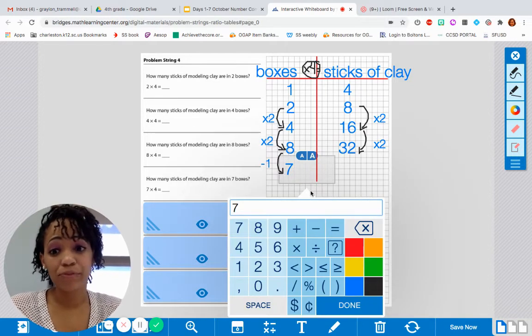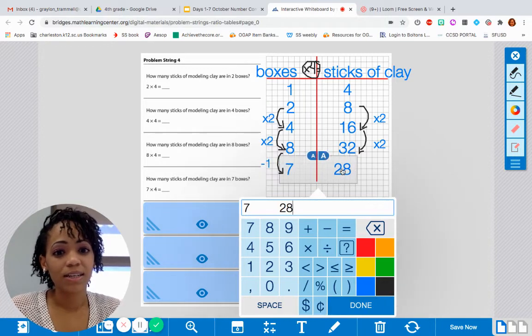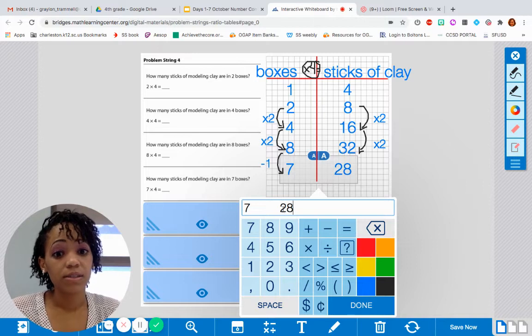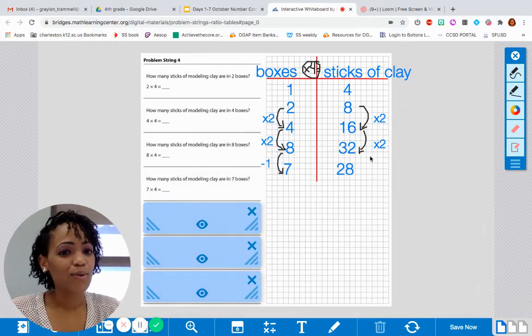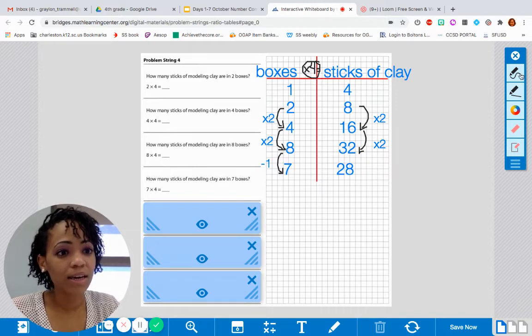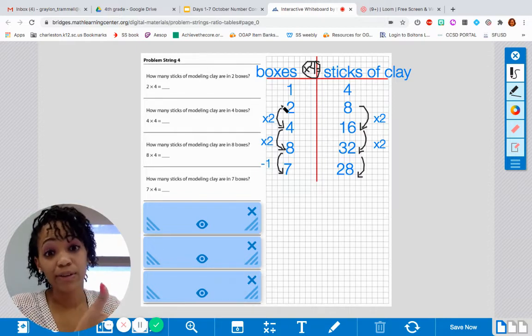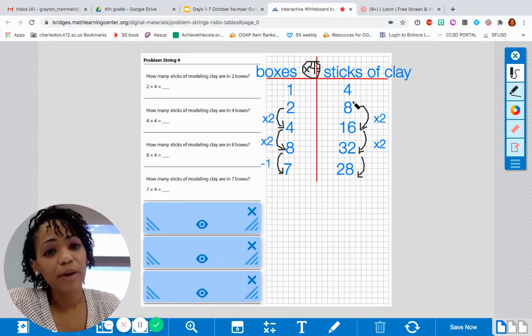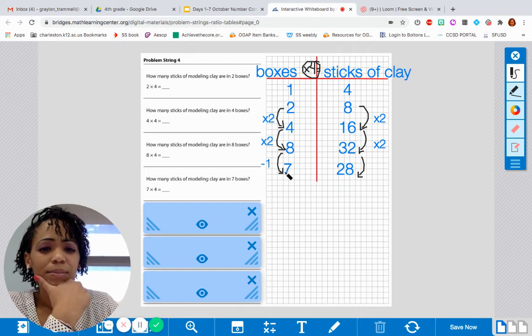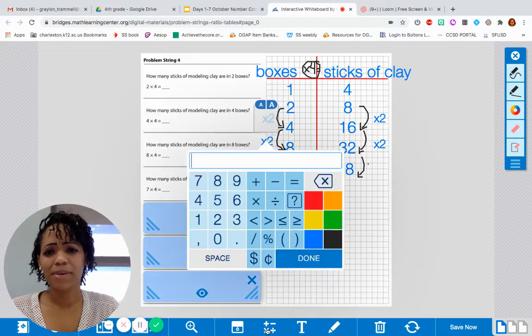Well, what is 7 times 4? A little hint just in case you need it. Okay, 7 times 4 is 28. So 32 and 28, how are they related? Yeah, it's 4 less. Now let's think about, up here we talked about when you double a factor, you're doubling the product. In other words, if you double the amount of boxes you have, you're doubling the amount of sticks of clay that you have. But now we're saying we're taking a box away, and we're subtracting 4? Well, what does that even mean?